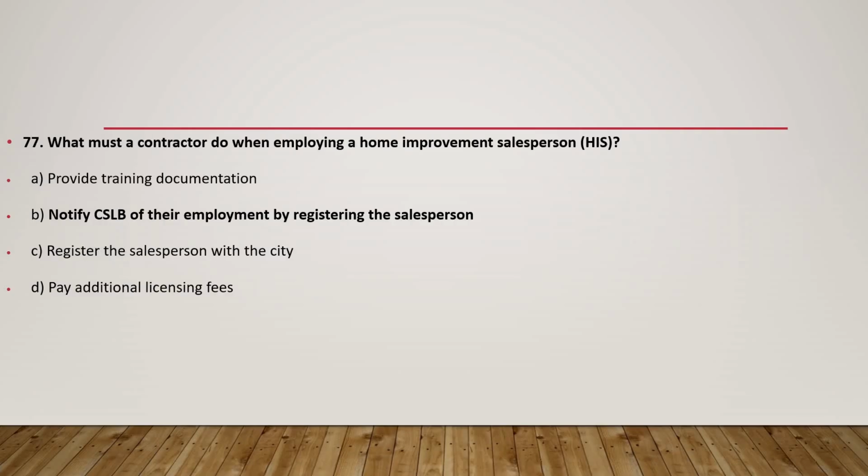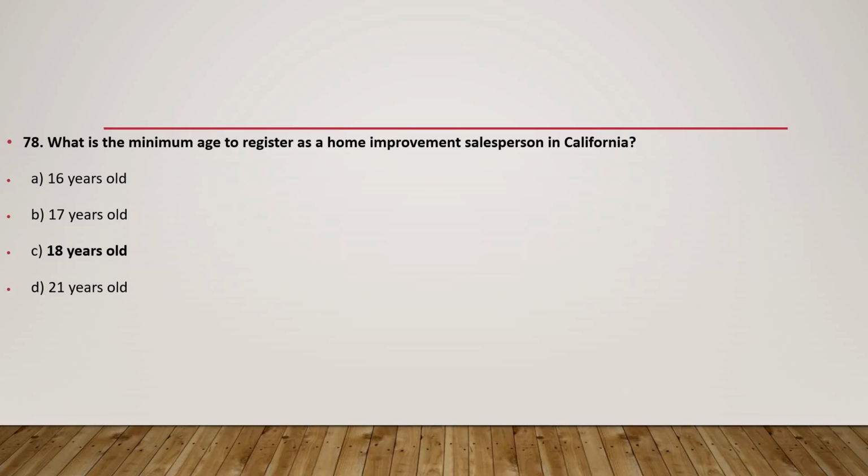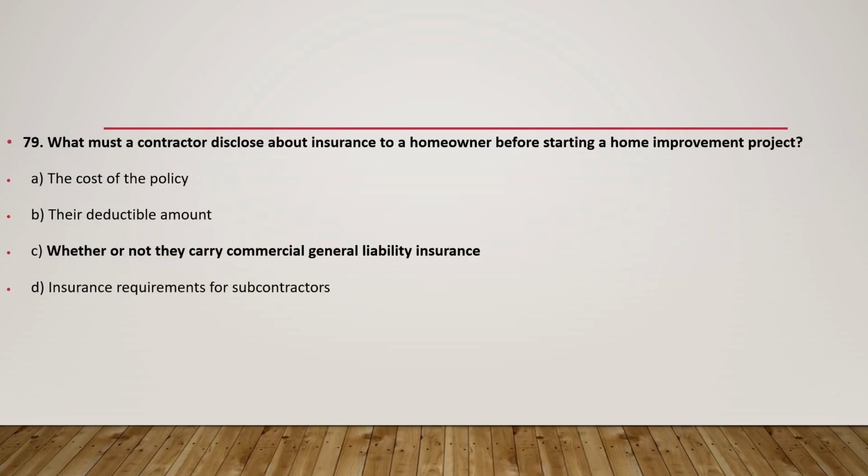DIR/DLSE. 77. What must a contractor do when employing a home improvement salesperson, HIS? B. Notify CSLB of their employment by registering the salesperson. 78. What is the minimum age to register as a home improvement salesperson in California? C. 18 years old.